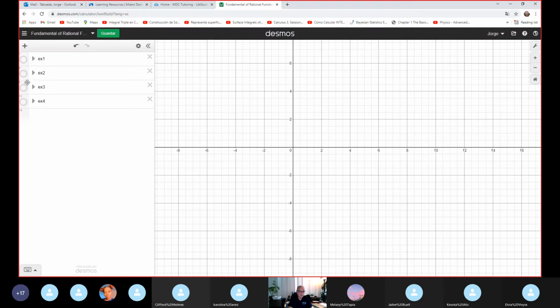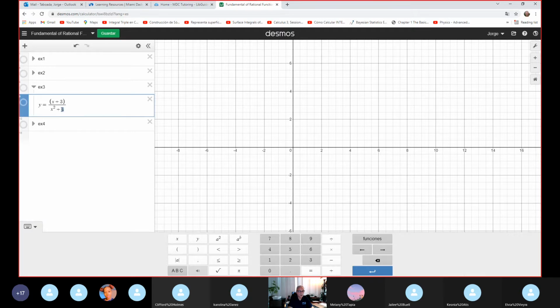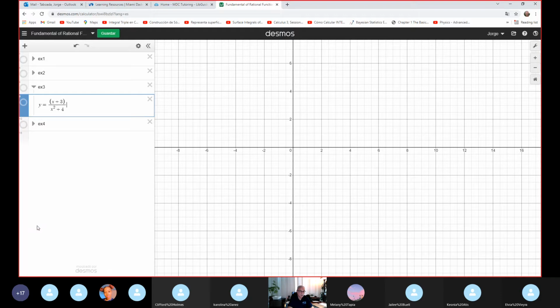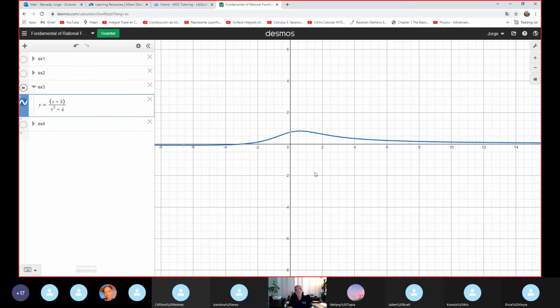Okay, let me see the third example. It's very interesting. We have no vertical asymptote. We discover that because the polynomial in the bottom gives me imaginary solutions. Let me try to do the graph. Look at that. No asymptote. It's a smooth curve, no jump discontinuity. Okay. I understand now.